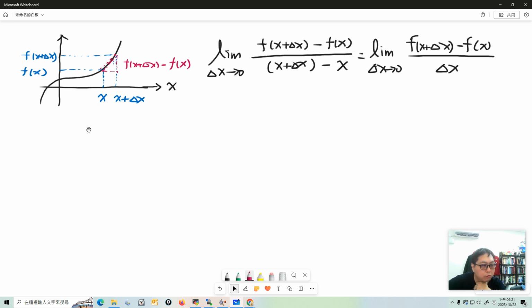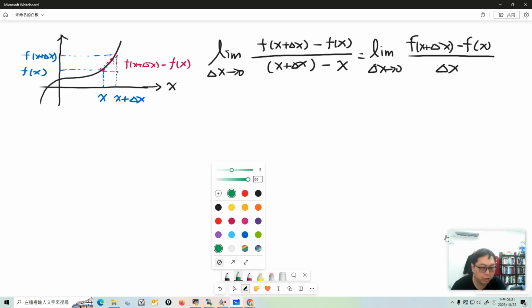If we want to calculate the slope of the function near x, what should we do? We take a point near x, which we call x plus delta x, and then we just use the definition of the slope: f of x plus delta x minus f of x, divided by delta x. This is just the slope near x.